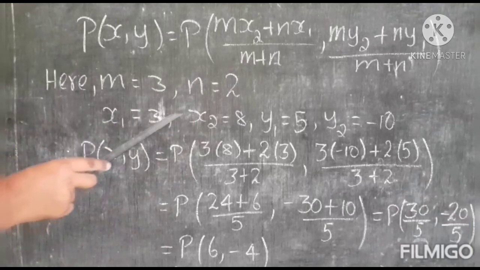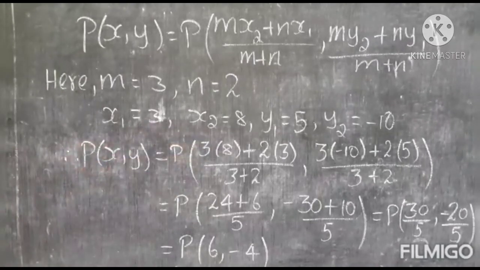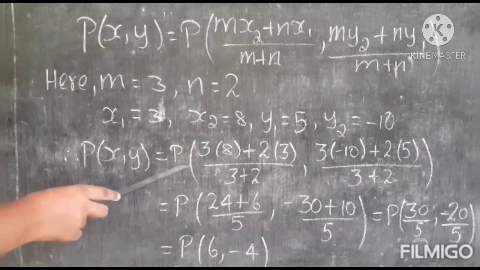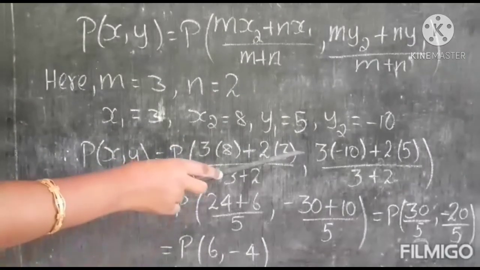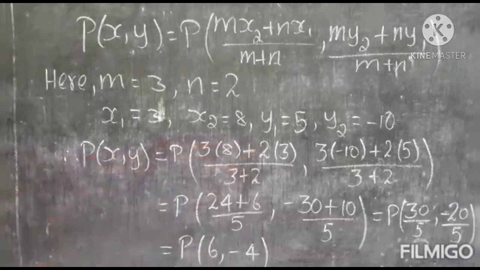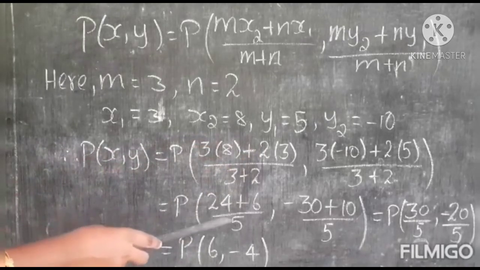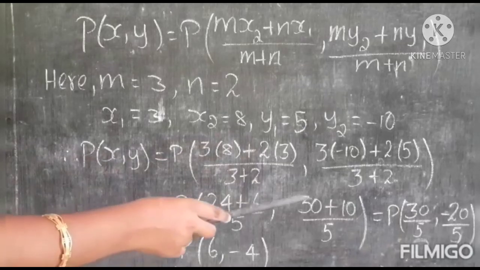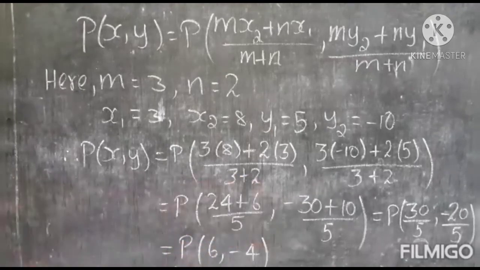x1 is equal to 3, x2 is equal to 8, y1 is equal to 5 and y2 is equal to minus 10. Therefore, P of x comma y is equal to P of (3 into 8 plus 2 into 3) by (3 plus 2), comma (3 into minus 10 plus 2 into 5) by (3 plus 2). By solving, we get P of (24 plus 6) by 5, comma (minus 30 plus 10) by 5, which implies P of 30 by 5, comma minus 20 by 5. By dividing, we get P of 6, comma minus 4.